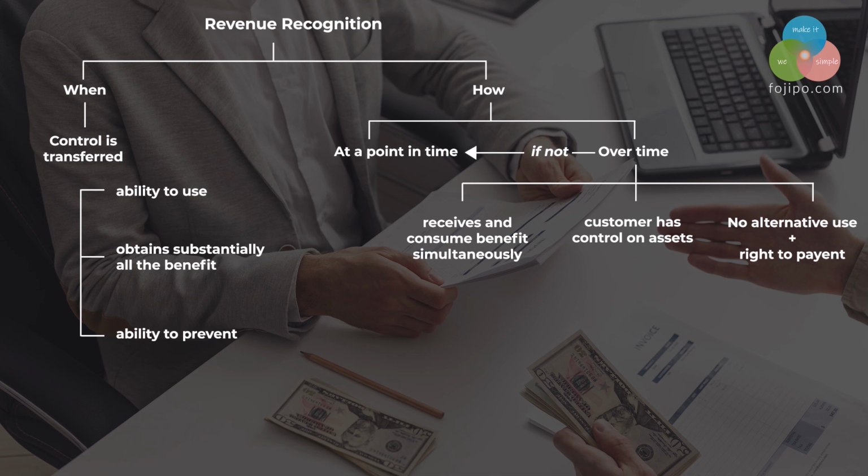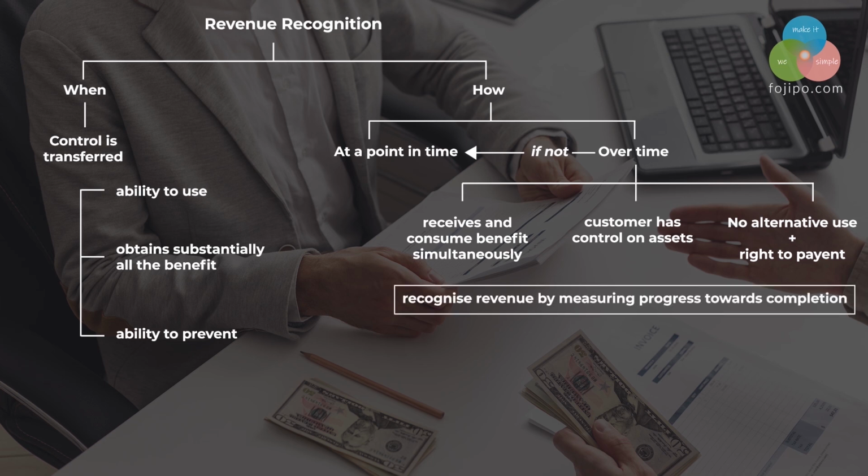Once you have decided after evaluating these three criteria that revenue is to be recognized over time, then to recognize revenue over time you need to measure progress towards completion, and to measure progress towards completion you can use either of the two methods, output method or input method. Output method measures progress towards completion based on the value delivered to the customer, whereas input method measures progress towards completion based on the entity's effort.